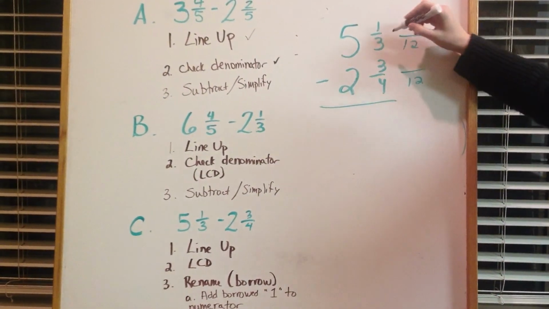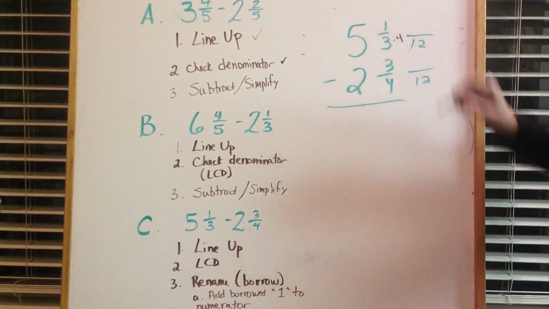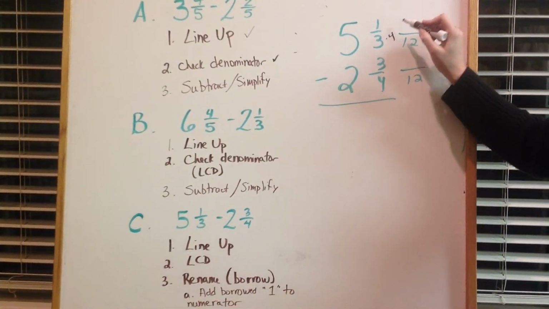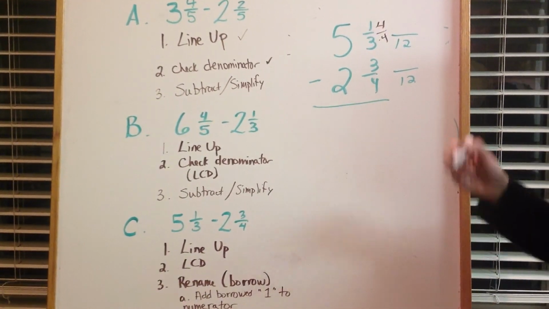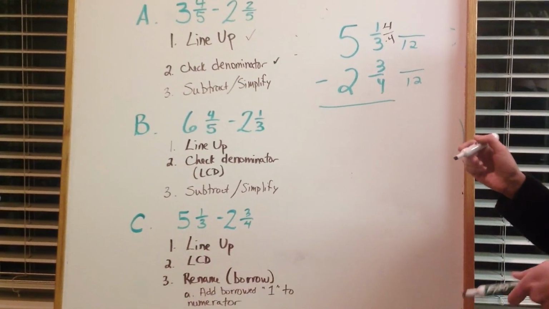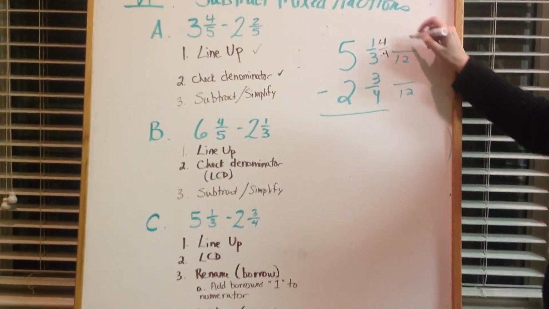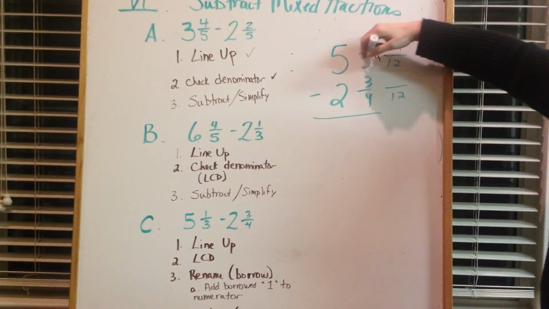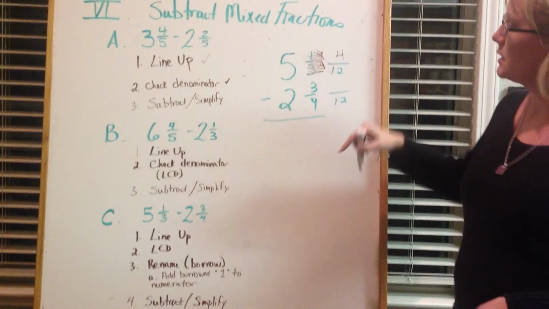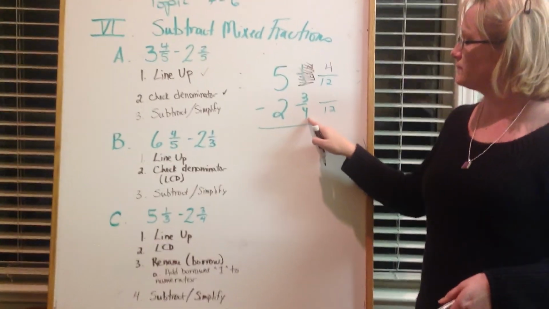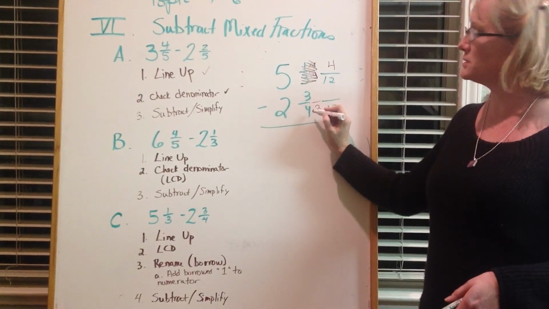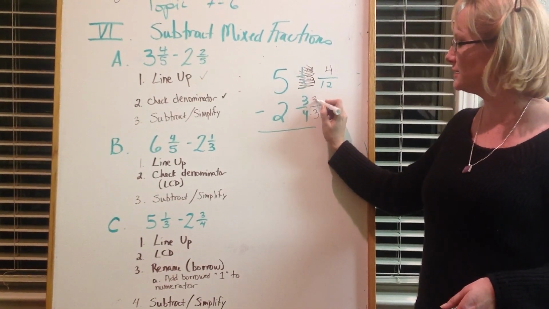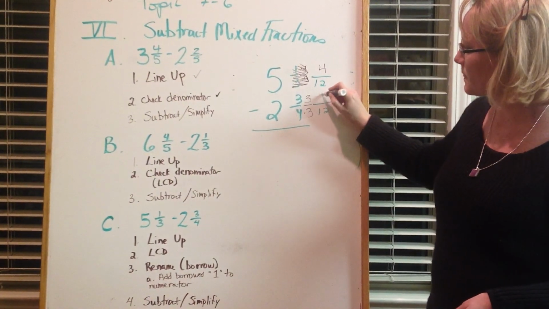What did I multiply my 3 by to get 12? 4. Since I multiplied my denominator by 4, I have to multiply my numerator by 4 because of the laws of equality, the laws of multiplication of identity. And we're going to get a 4 here, and this one is gone. Now since I multiplied my 4 and made it a 12, I multiplied it by 3. So I have to do it to the numerator too. 3 times 3 is 9. And this one's gone.